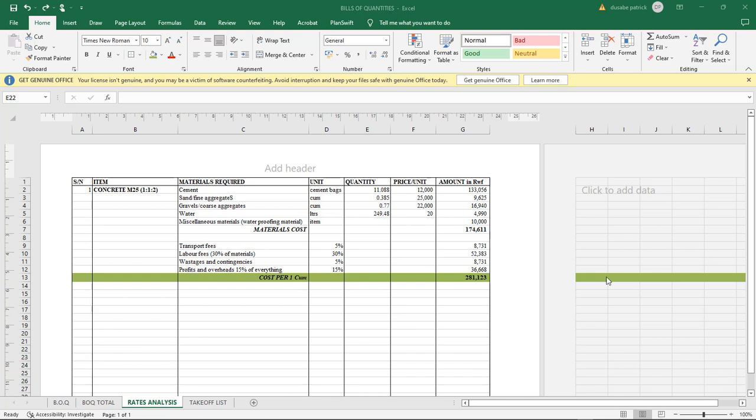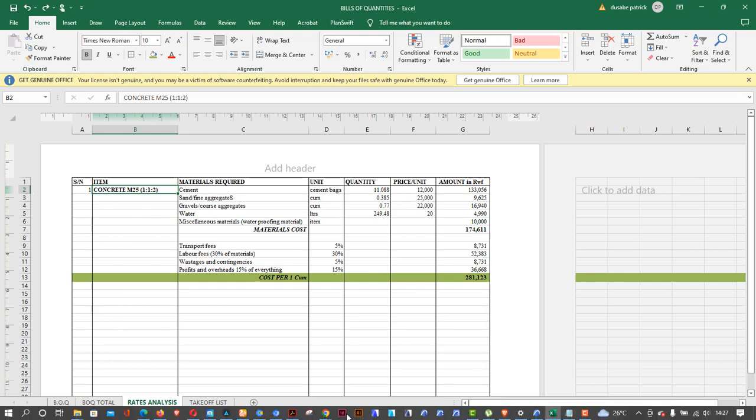Hi again, guys. Lastly, we've been checking about this very thing, the rate analysis of the concrete, and we've seen the concrete M25 or grade 25, and we've talked really so much about it.